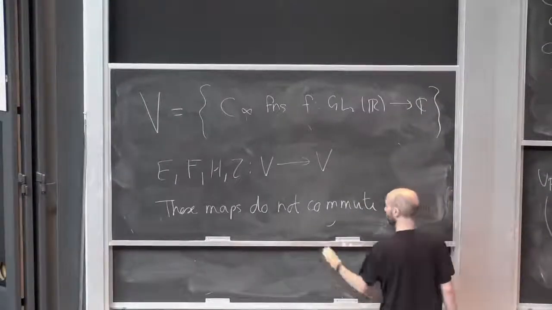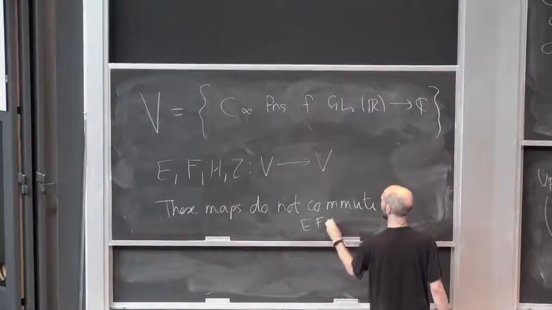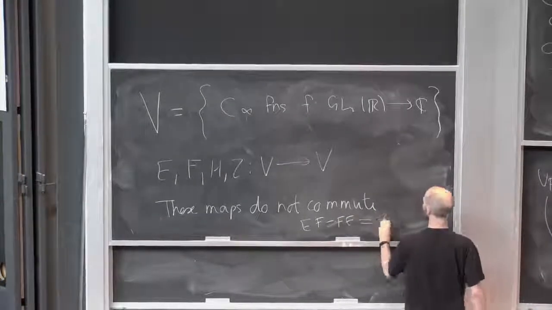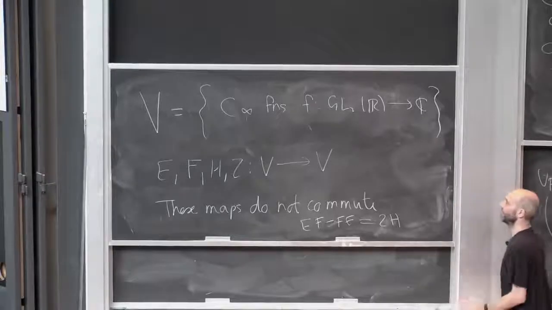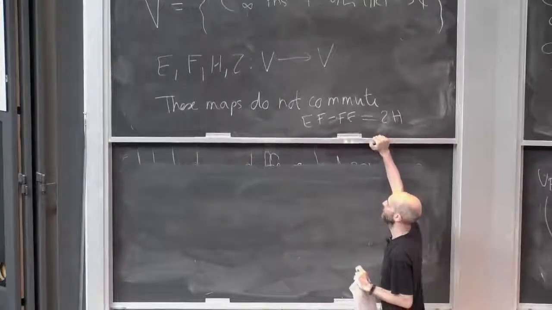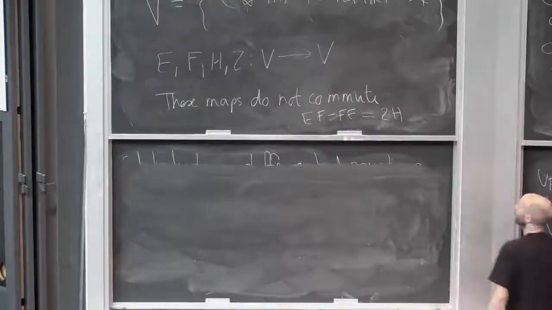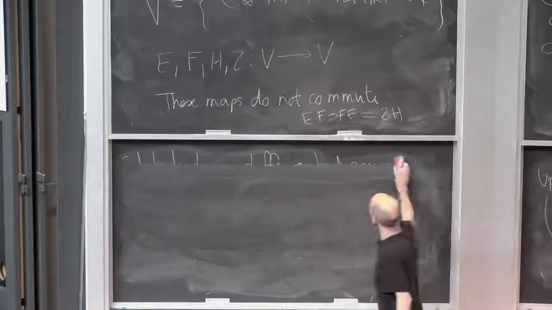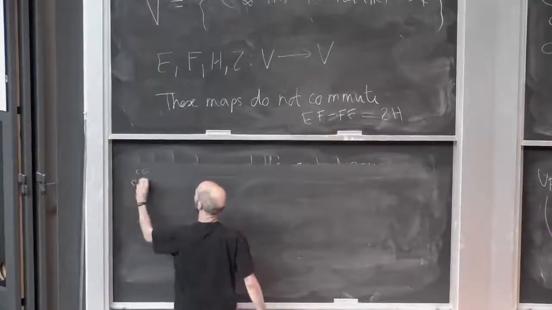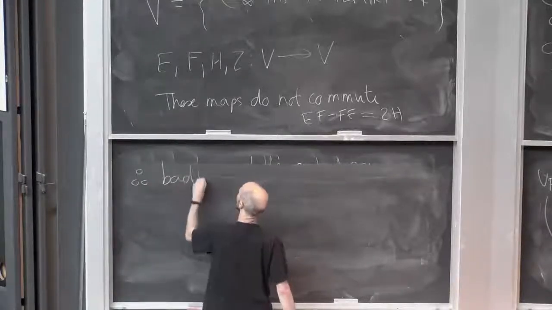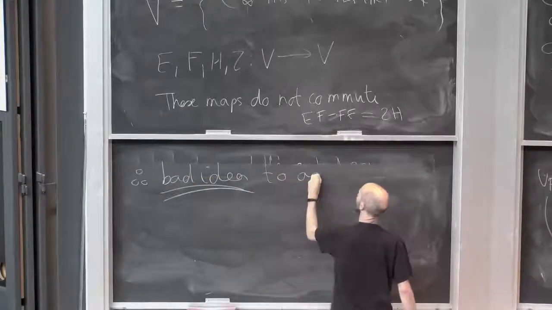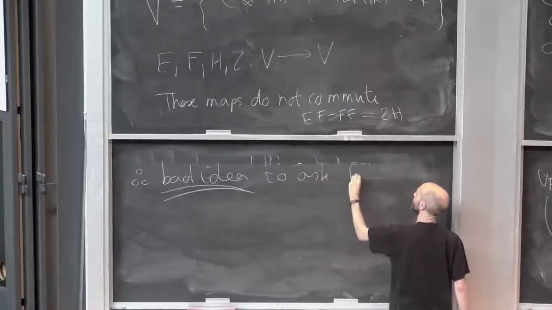Okay, for example, if you do E times F and then you do F times E, this is like H or 2H or something. You know, there's some story. If you know about representation theory of SL2, you'll know it better than me. So it's not really sensible to ask for a simultaneous eigenfunction, right? Therefore, it is a bad idea to ask for a simultaneous eigenfunction.